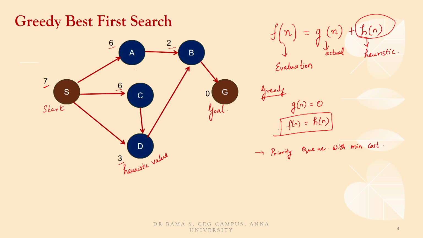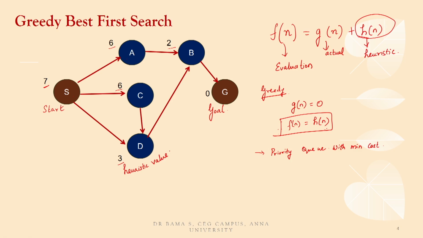From S, if we see, there are 3 branches branching out, to A, C and D, with heuristic values 6, 6 and 3. That means, suppose I am at S, the cost expected to reach A is 6. This is the estimated cost, the heuristic cost, it is not the actual one. So greedy best first will always act only on the heuristic value. What it typically does is, at the starting point it will take the least possible heuristic value and branch out.